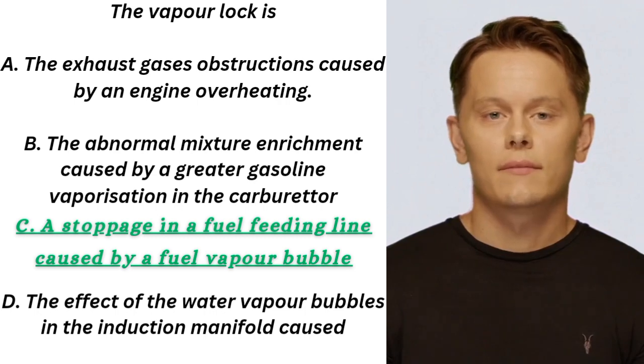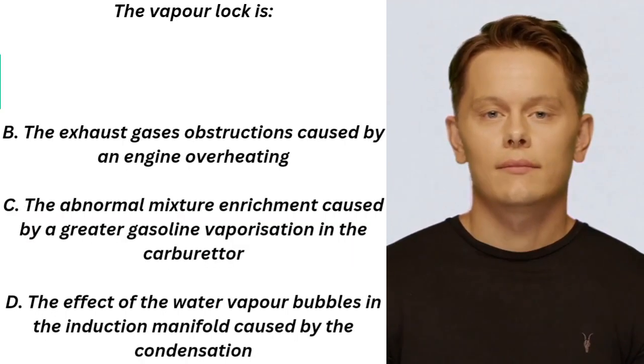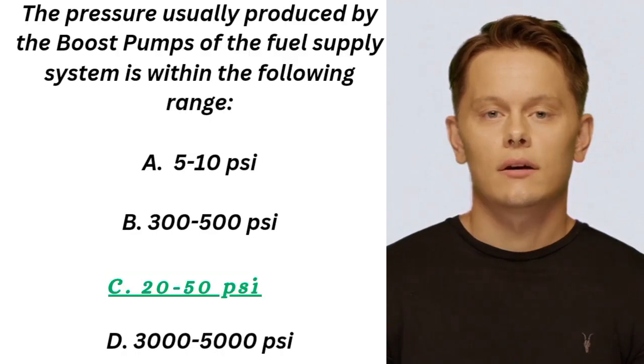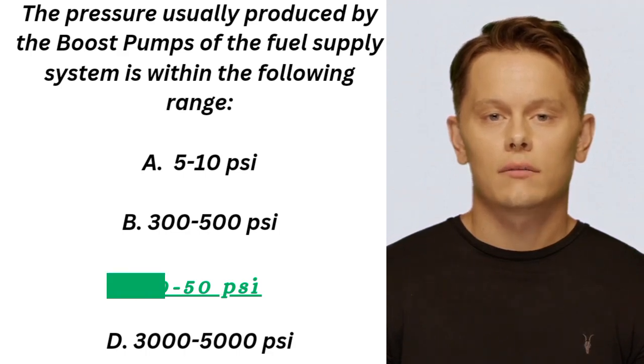Question 25. The vapor lock is. The answer is C. A stoppage in a fuel feeding line caused by a fuel vapor bubble. Question 26. The vapor lock is. The answer is A. A stoppage in a fuel feeding line caused by a fuel vapor bubble. Question 27. The pressure usually produced by the boost pumps of the fuel supply system is within the following range. The answer is C. 20 to 50 psi.